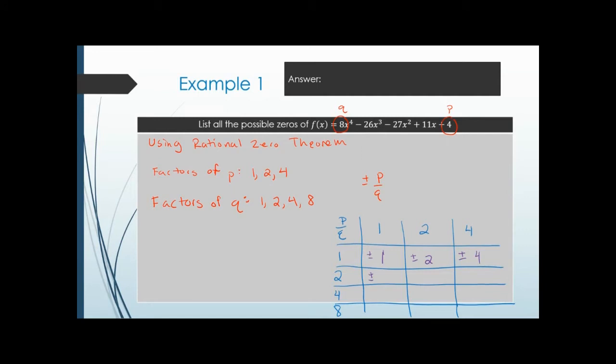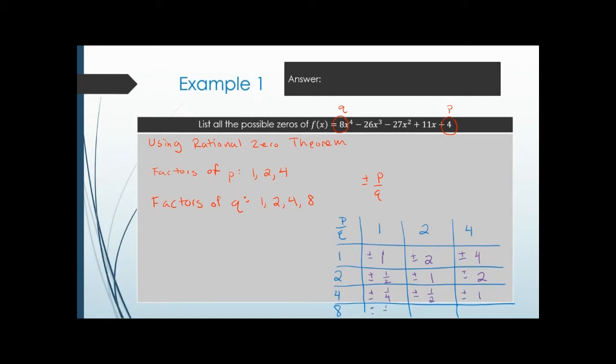Then I do the next row. P over Q, I have 1 over 2, so that's plus or minus 1/2. Then I have 2 as P, 2 as Q. 2 over 2 is 1, so I have 1 once again. And then 4 over 2 is 2. And then I have plus or minus 1/4, so 1 over 4. Plus or minus 2 over 4, which reduces to 1/2. Then 4 over 4 is 1.